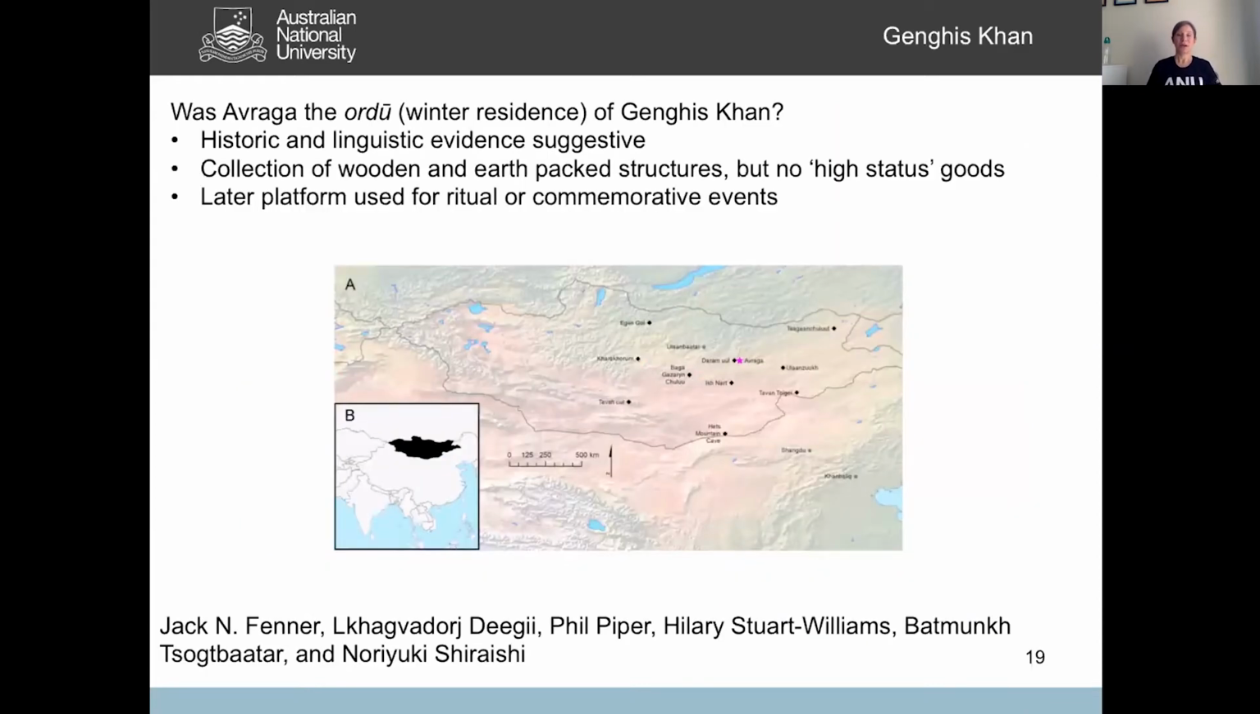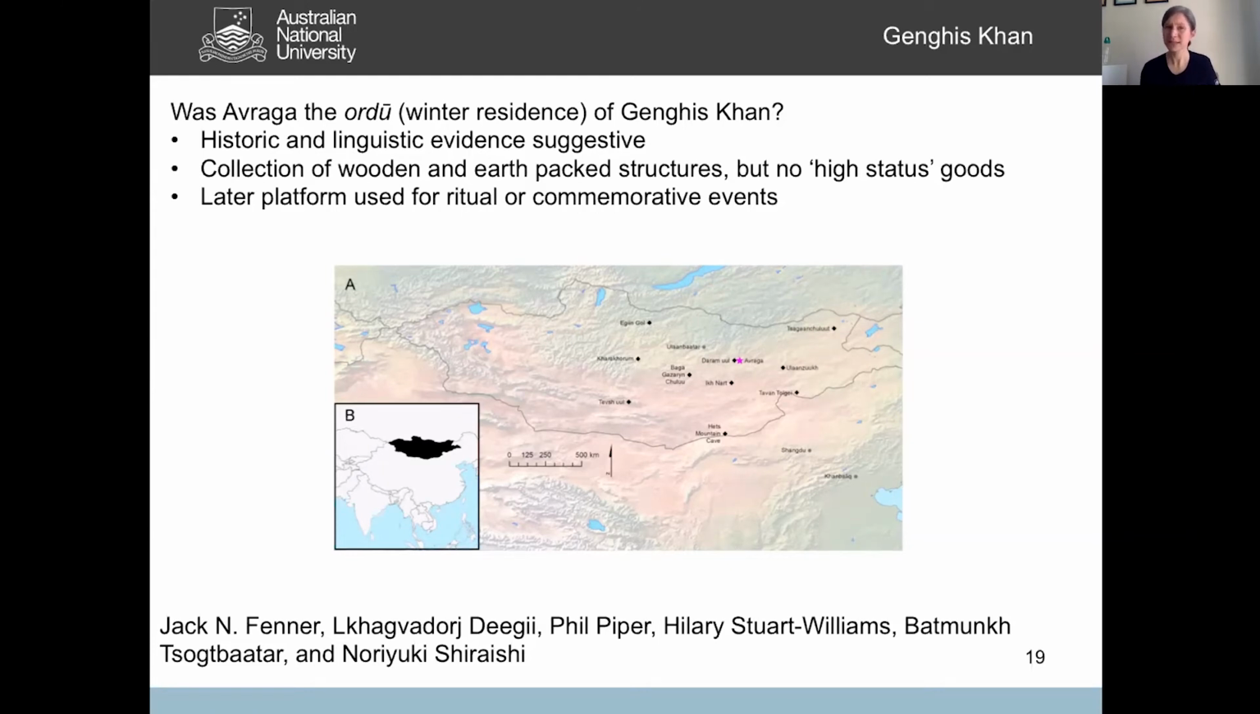Now, we were asked by one of our collaborators in the College of Asia and the Pacific, Jack Fenner, who was working with some Mongolian and Japanese archaeologists at a site called Avraga. They wanted to know, was this site, or could it have been, the winter residence of Genghis Khan? There was a bit of historic and linguistic evidence suggesting that this site could have been the winter residence, or Urdu.